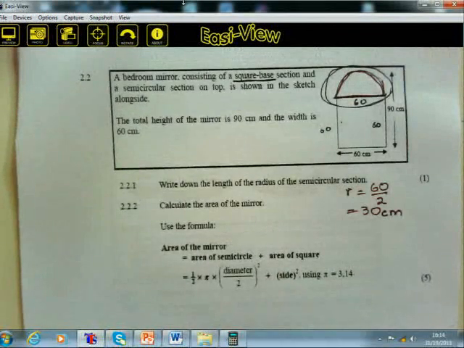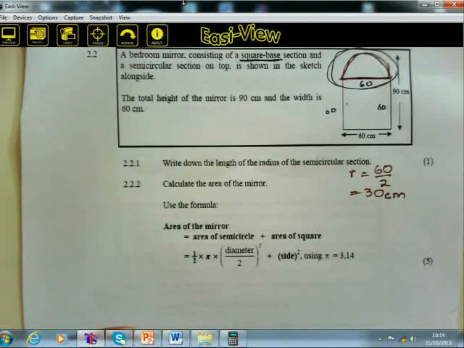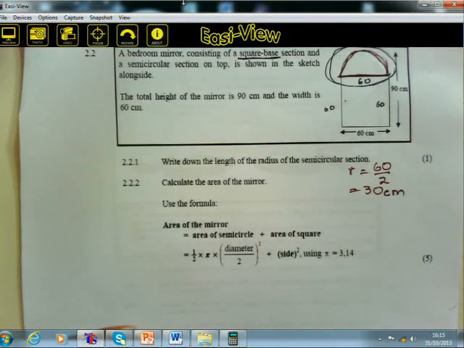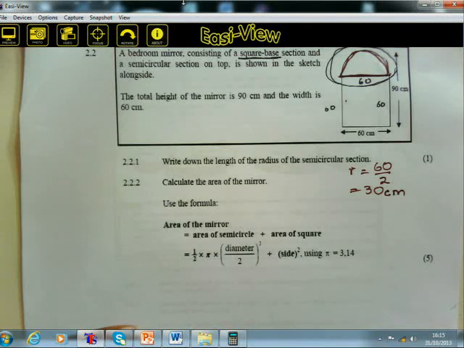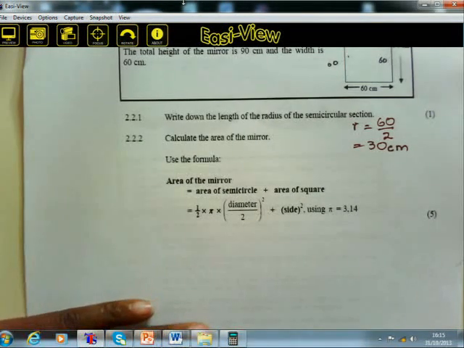I'm sure we all understand. 2.2.2, calculate the area of the mirror. In this case, calculate the area of the mirror, and you use the formula. Area of the mirror is equals to area of semicircle plus the area of a square. The formula is given to us. We have to substitute.